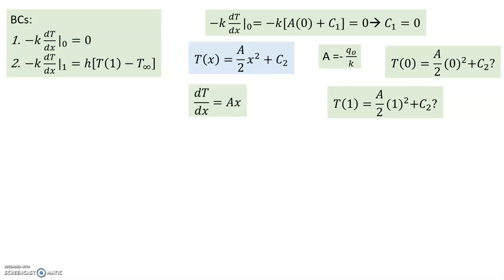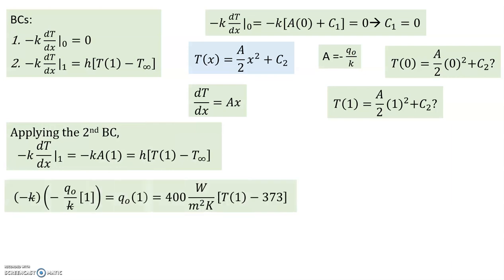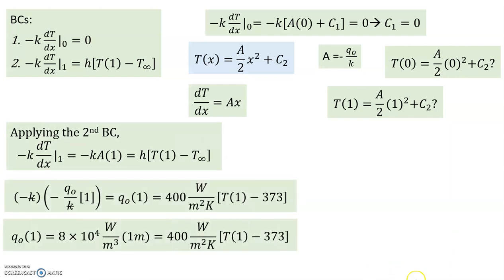So let's find C2. Remember that dT/dx is Ax. Applying the second boundary condition, you will be able to find the temperature at the surface exposed to the fluid because you know all the other quantities. Here you see why I've kept the A until the last minute, where I can cancel the thermal conductivity. So I have only to substitute the value of the amount of heat generated.